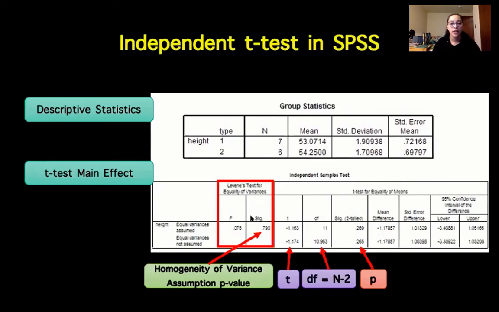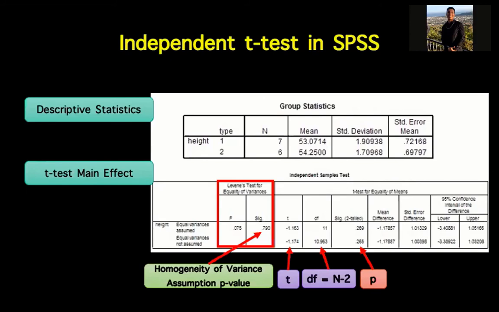So in the homogeneity of variance case, p was greater than 0.05. So we would accept the null hypothesis for our homogeneity of variance, which says that there are equal variances between our groups. For this one, p is greater than 0.05. We accept the null hypothesis, which says that the means between the groups are equal to each other. Okay.